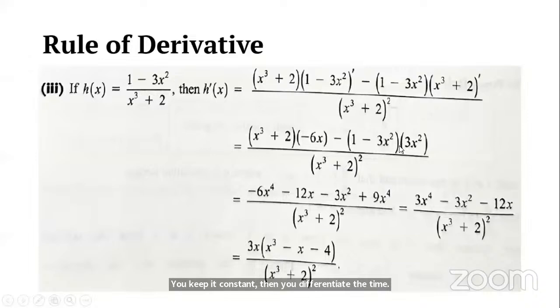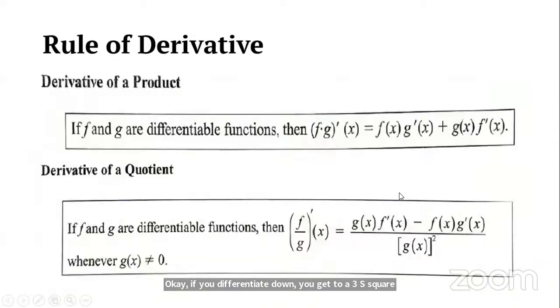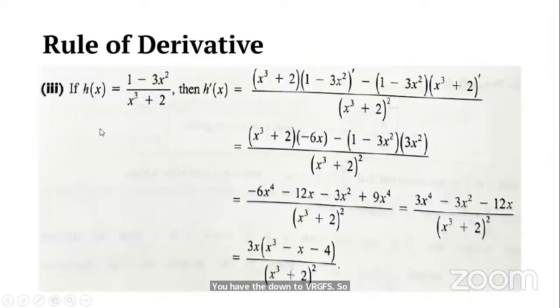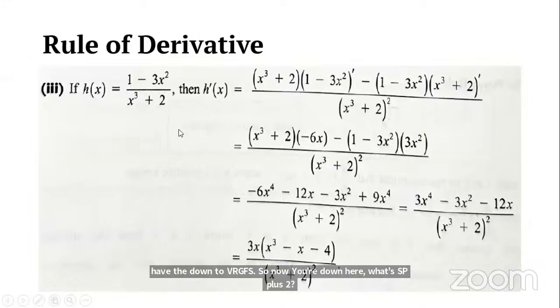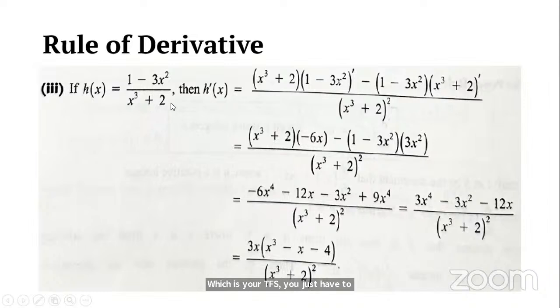Then if you differentiate that one, you get 3s squared. But like the quotient rule said, you have the down to be your d of s squared. So now, your down here is s cubed plus 2, which is your d of s. You just have to square it. Or you do s cubed plus 2 multiplied by s cubed plus 2, which is s cubed plus 2 all squared. And now, the remaining thing for you is to expand. You expand the top one, then you simplify things out, and you get your final answer. We want the answer to be in the simplest form. Okay?